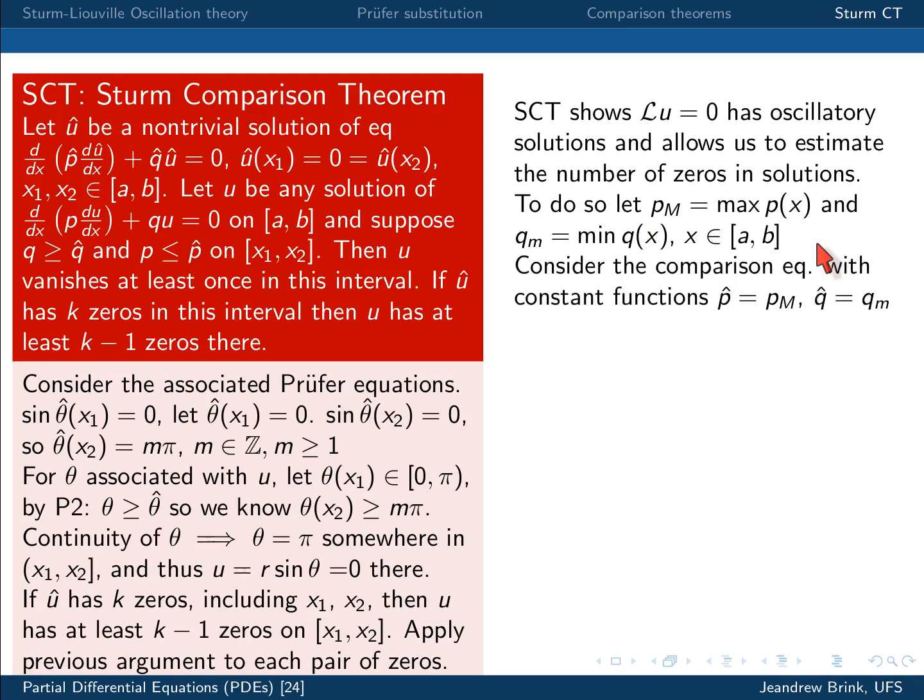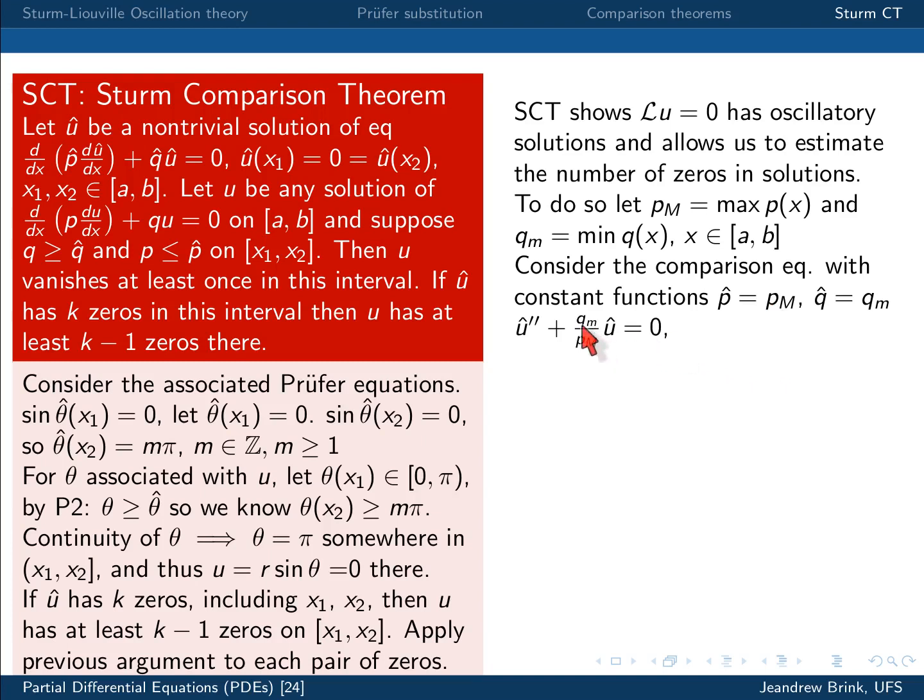And what we're then going to do is to consider the comparison equation, in other words, the hatted equation, where our functions are constants, which is going to make it very easy to solve. So we're basically going to say, let P hat be equal to PM and Q hat be equal to QM. By construction, we have that Q is greater than or equal to Q hat, which is equal to QM. And P is less than or equal to P hat, which is equal to PM, because we've chosen P hat to be the maximum of P.